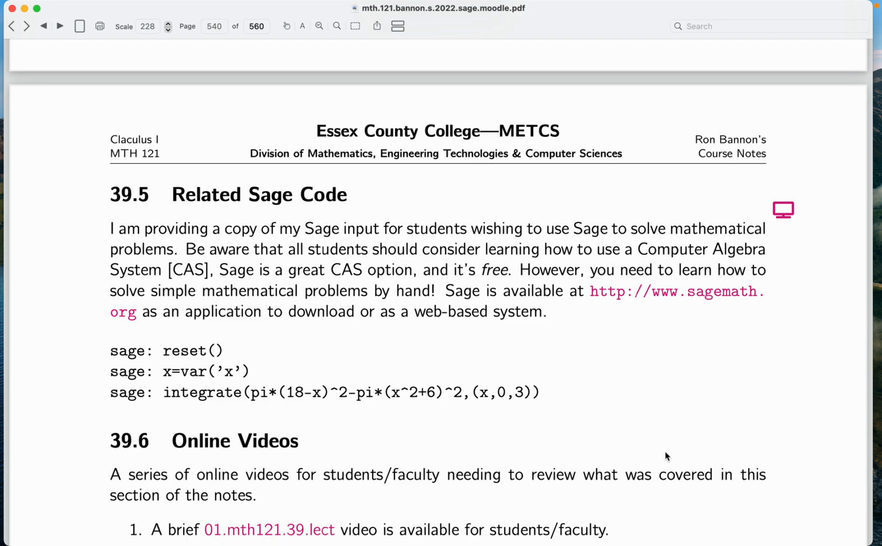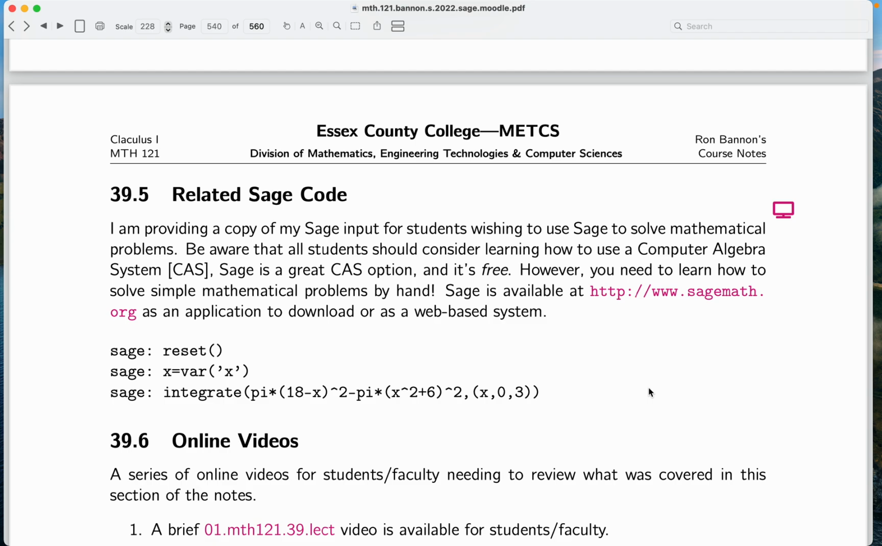The section where it says related Sage code. So again, the point here is that you try this code out and see how it applies to what you're learning in the text. In the text, you do things by hand, but you still have to start developing a bridge between what you do by hand and what you're going to eventually need to do by computer.